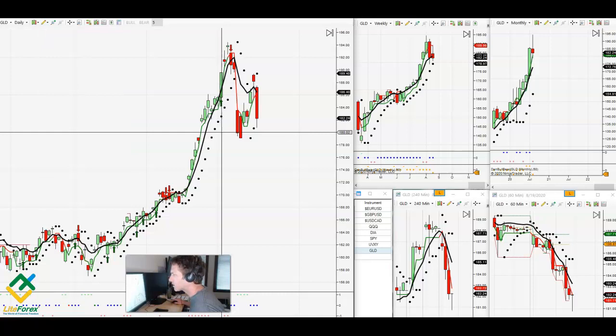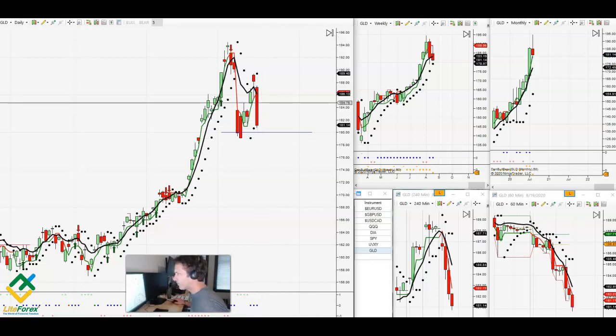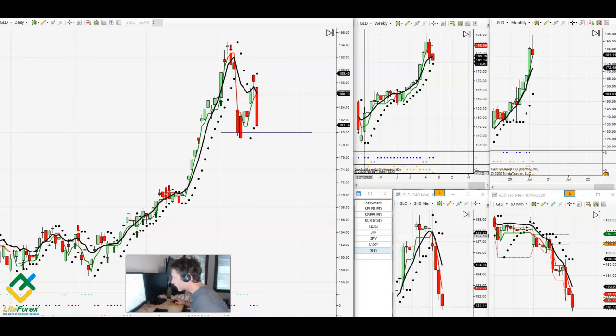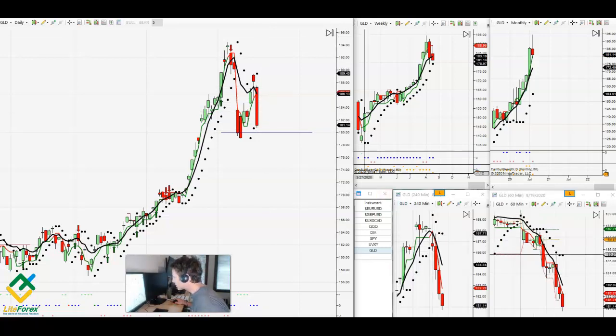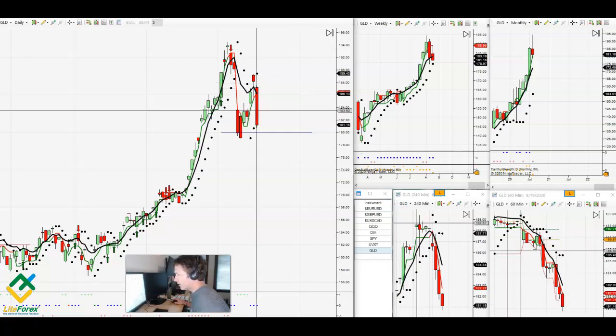180 is going to be an important support price on GLD. See if it can hold that support and bounce. Of course, such a big drop, you have to expect a bit of a recovery. And if you look at the 240 and the 60, you see huge drops. So you can expect a bit of a recovery, but whenever you see something like this, it looks like we're going to have more downside.